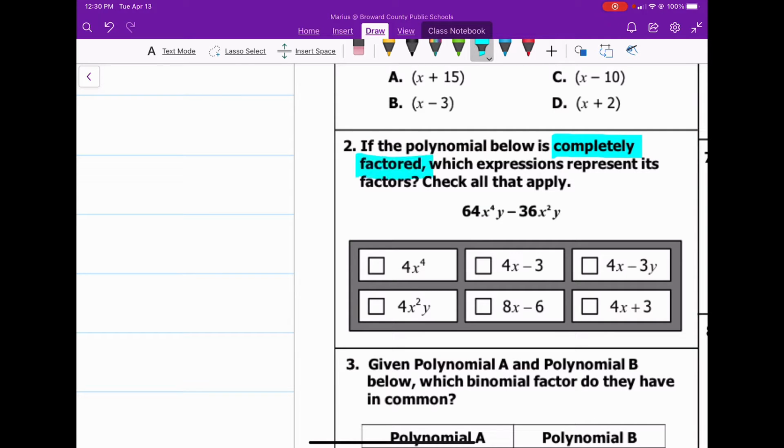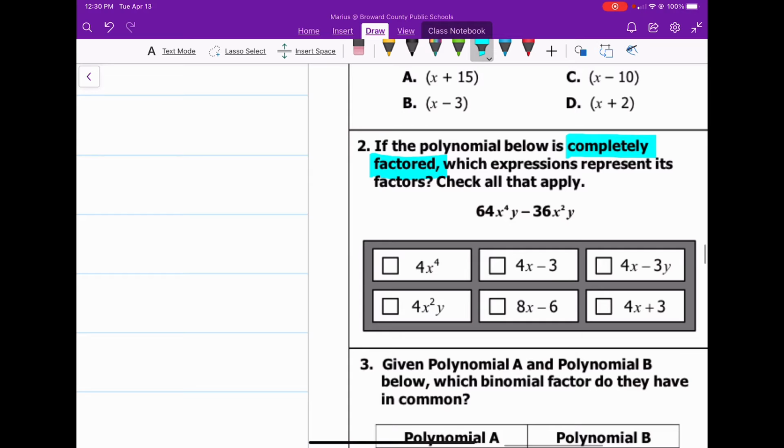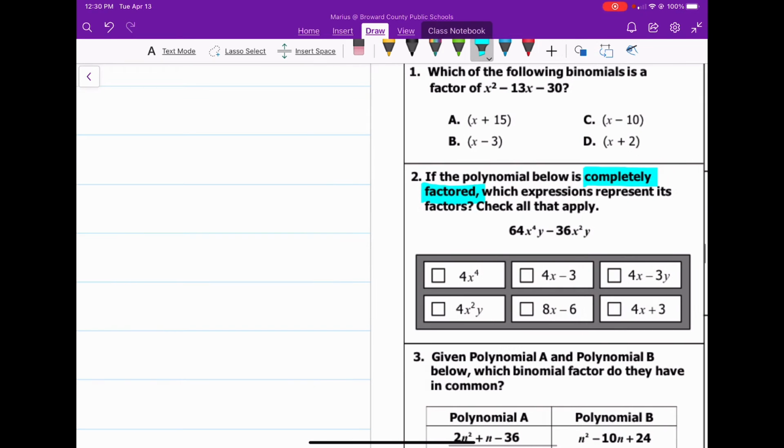So when we begin factoring this polynomial here, we need to make sure that once we're done, it's completely factored. In other words, while we're factoring it, we need to make sure that it cannot be factored again, okay? So let's go ahead and take a look at what that looks like when we factor it. We have number 2, 64x to the 4th y minus 36x squared y.